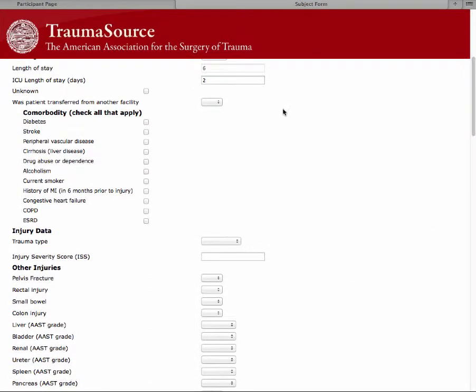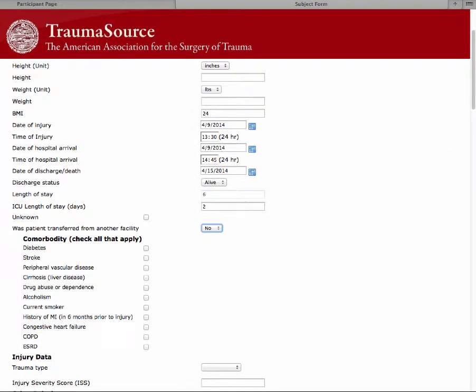The next section is the comorbidities. And also, was the patient transferred? This patient came directly from the injury, but you could also check yes for patient being transferred. These comorbidities are all readily abstractable from the trauma registry, and that's why they were picked. There probably are other really significant comorbidities, but they're much more difficult to abstract, and that's why we picked these ones.